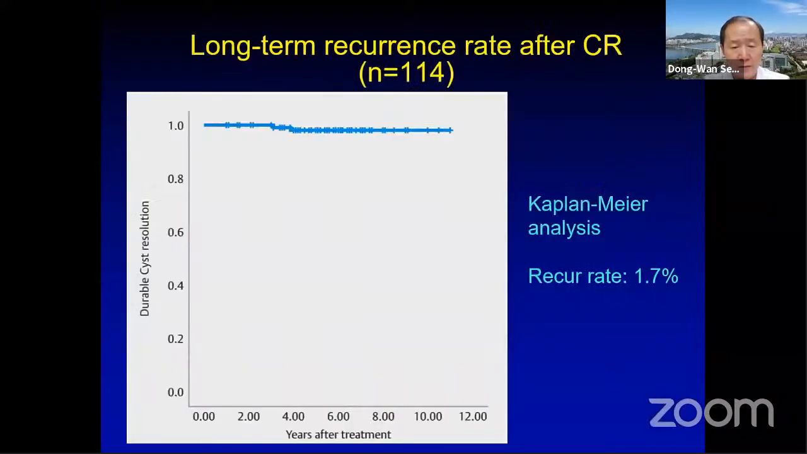We also analyzed the recurrence rate after initial CR. During a median follow-up of 6 years, with some patients followed more than 10 years, the recurrence was observed in only 2 cases. The recurrence rate was 1.7%. So we can say EUS-guided ethanol ablation can be a durable type of therapy for pancreatic cyst.